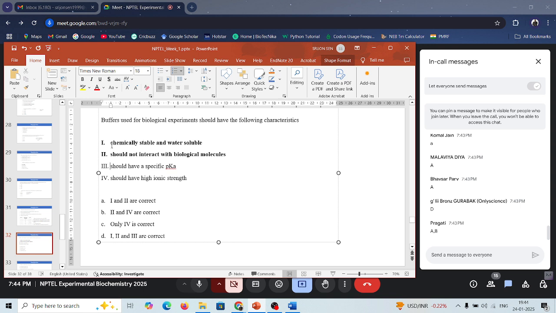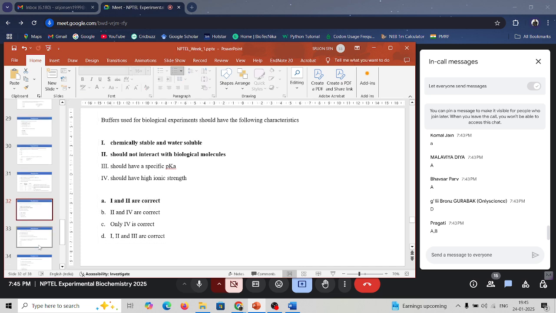Many people would be putting the right on 1, 2, 3 and giving an option of D. But yes, option A is the only correct option because a specific pKa does not mean the specific pH. Only under certain conditions pH is equal to pKa. So option 3 is not entirely correct. Okay, so only option A is correct, that is 1 and 2 are the correct options.